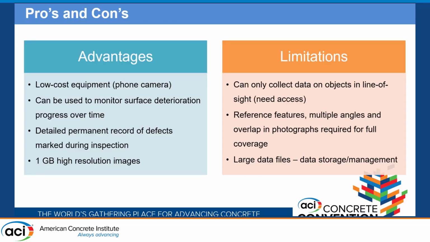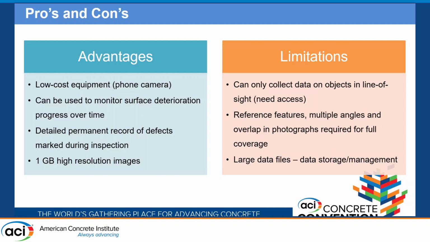Some of the advantages of this method are, first, that it's a low cost in equipment. Again, you can use your phone camera or an economical point-and-click camera. This method can be used to monitor surface deterioration progress over time, and it can provide detailed permanent records of defects marked during the inspection. And again, with this, depending on the camera and how close you are and how many photographs you take, it can really create high-resolution images of your structures and areas.